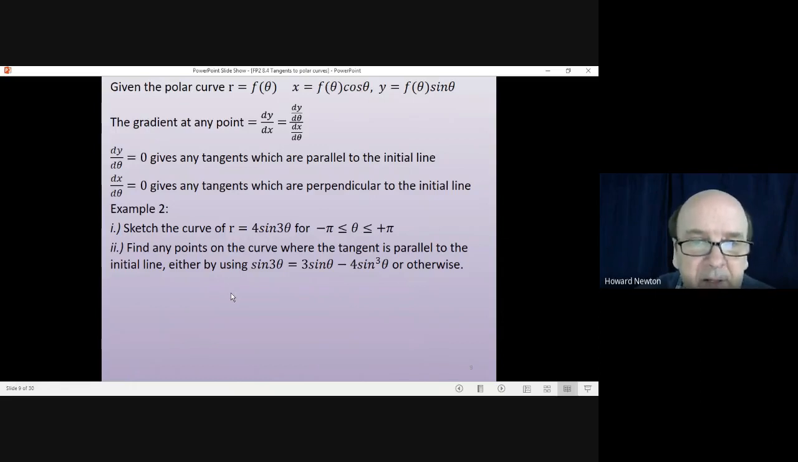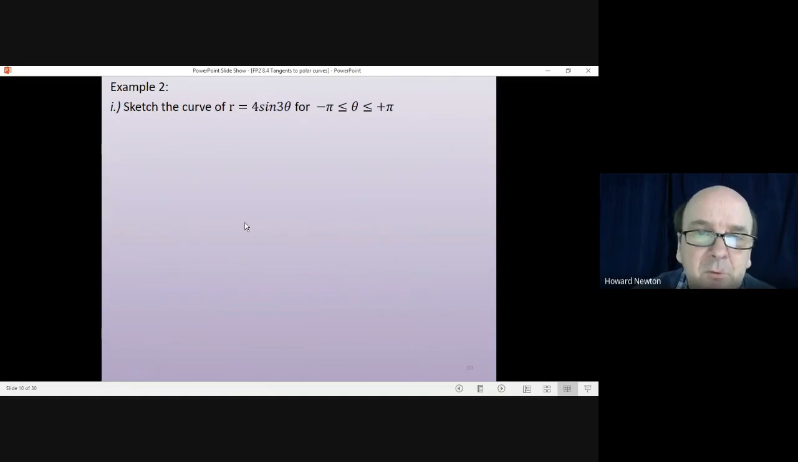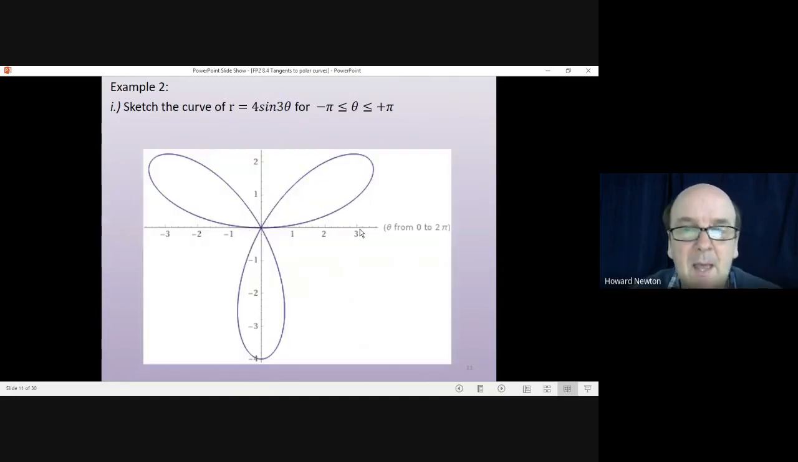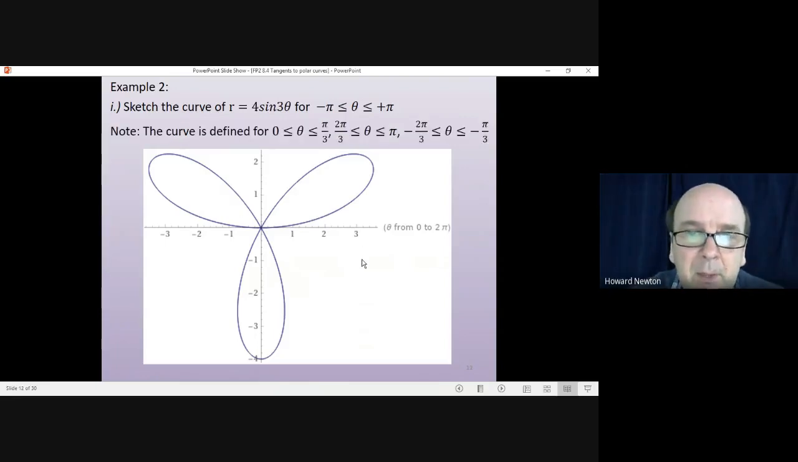Okay, let's have a look. So r = 4 sin 3θ. That's a sketch of the curve. That is what it would look like. And it's important to note that as with all rose curves, they're only defined some of the time, or at least that's sometimes the case.